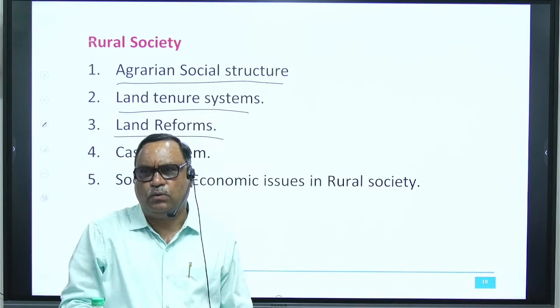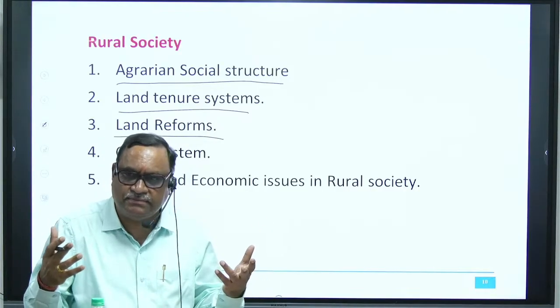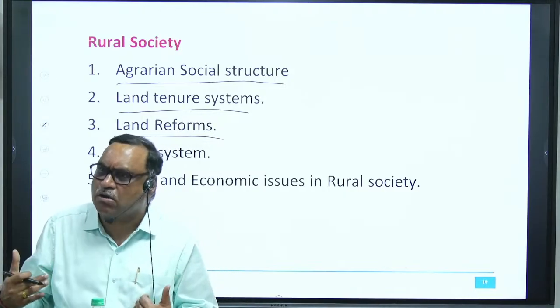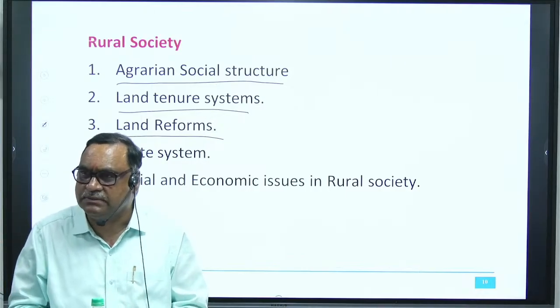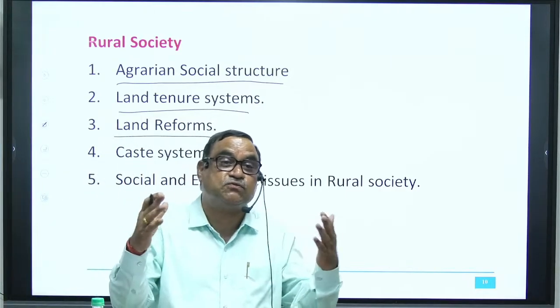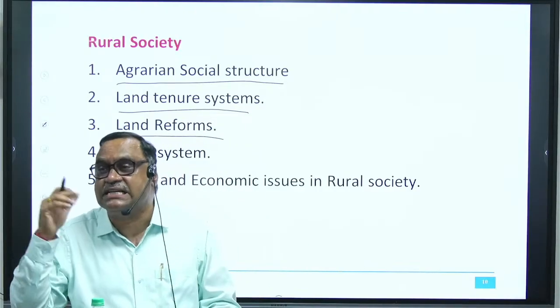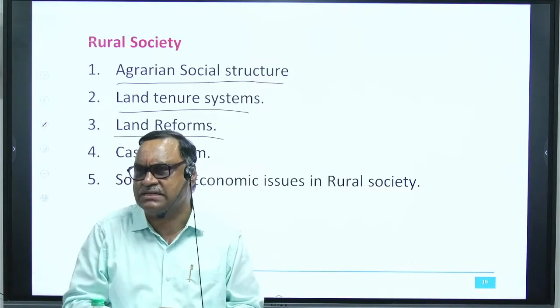Okay. What are the objectives of land reforms? Why land reforms? Whether land reforms are implemented effectively or not. What are the consequences of land reforms? Whether land reforms are successful or a failure. If at all they failed, why? What are the reasons for that? So a critical evaluation of land reforms is required.